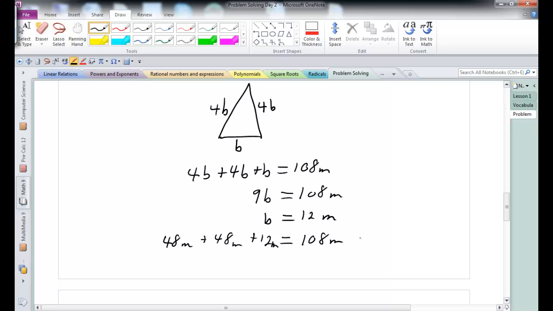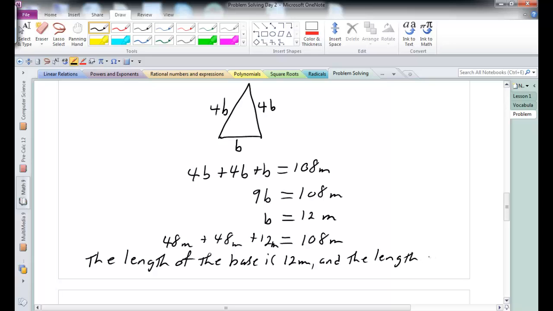So we finish off with sentence answers. The length of the base is 12 meters, and the length of each equal side is 48 meters.